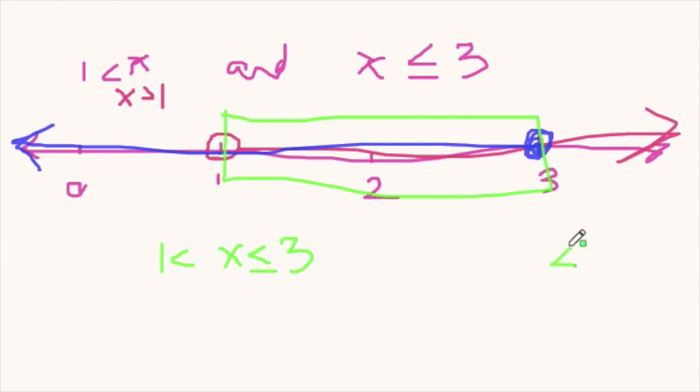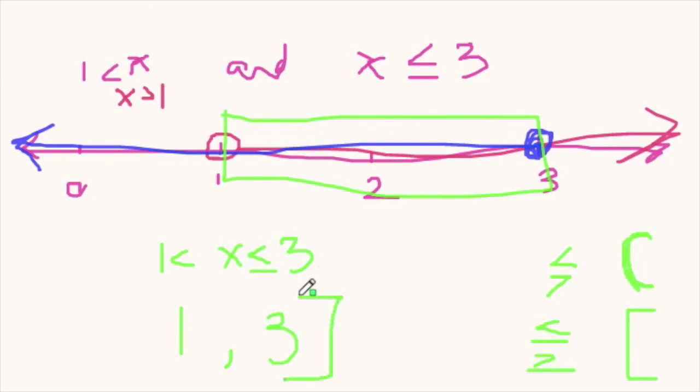When we have a less than symbol or a greater than symbol, we can represent that by a parenthesis like this. And when we have a less than or equal to or greater than or equal to symbol, we can represent it by a bracket like this. So in this case, we have 1 and 3. x is less than or equal to 3, so we would use this bracket over here. And because 1 is just less than x, we would use this parenthesis over here. So both of these can be ways to represent your answer.